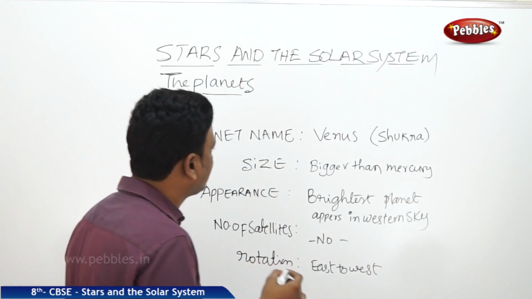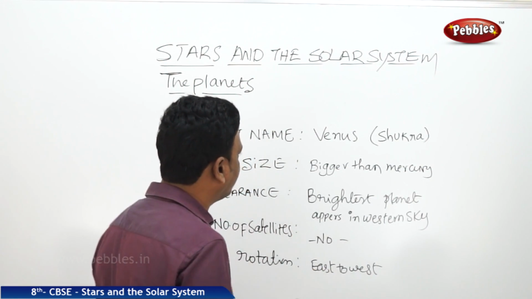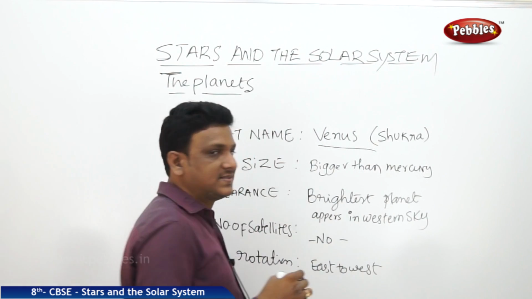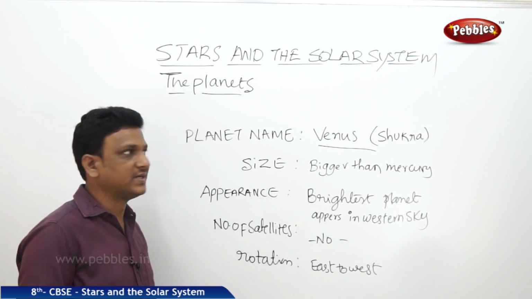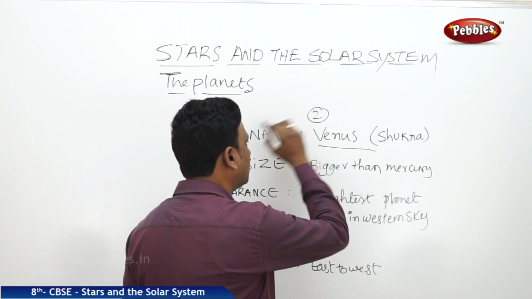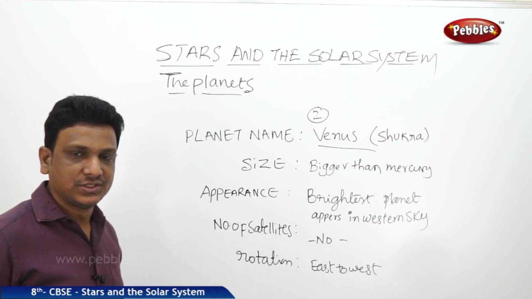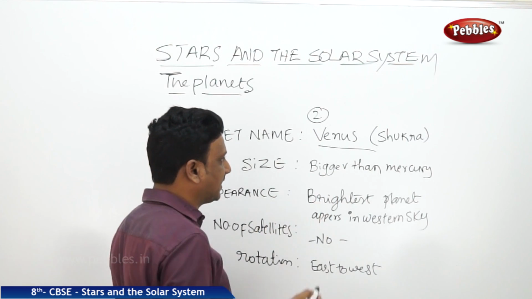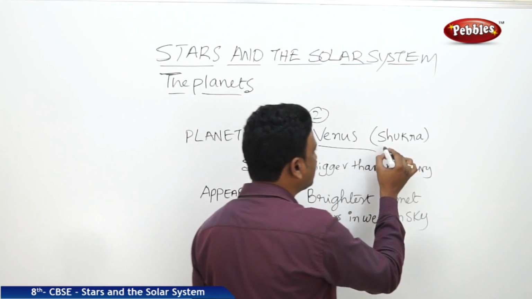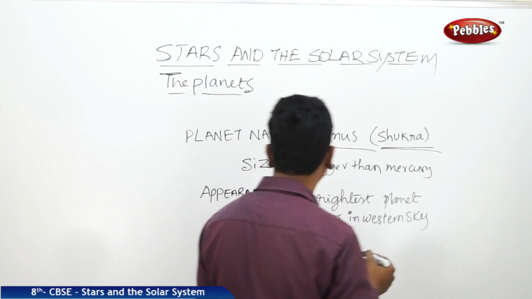Now let us look at the next planet next to Mercury, that is Venus. Venus is a neighbor planet to the Earth because Venus takes the second position. The first one is Mercury and Earth is in the third position. So who is the neighbor here? Venus is neighbor to the Earth. In Indian name it is called Shukra Graha, Shukra.